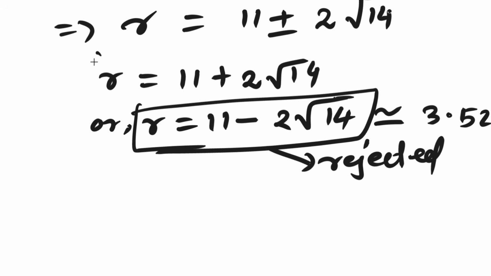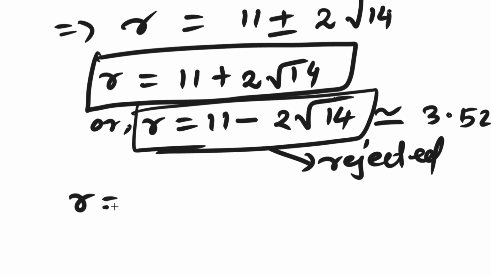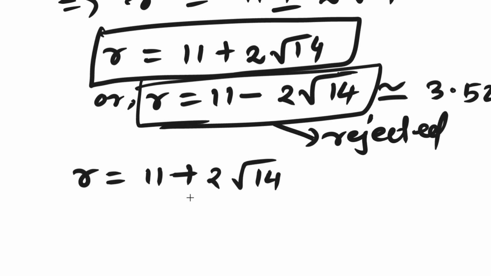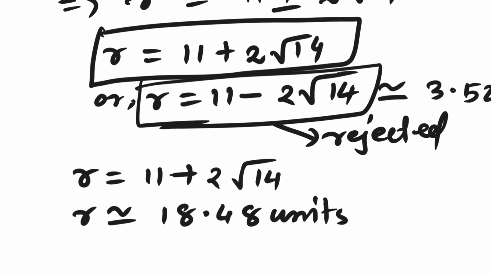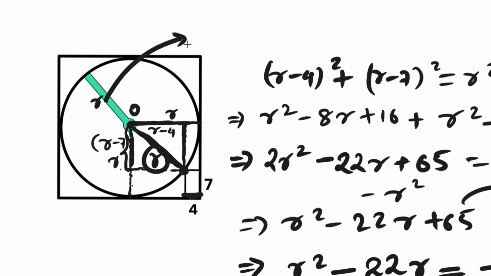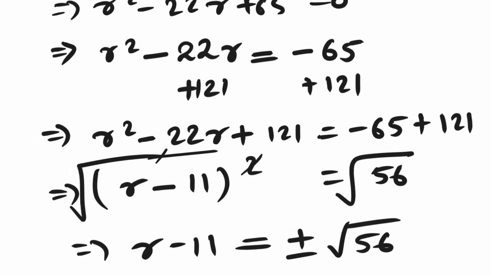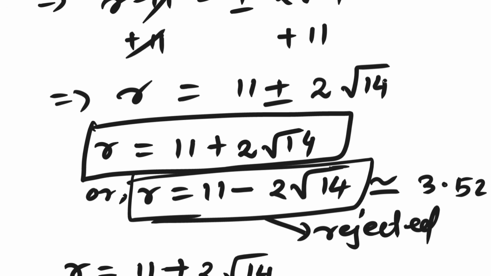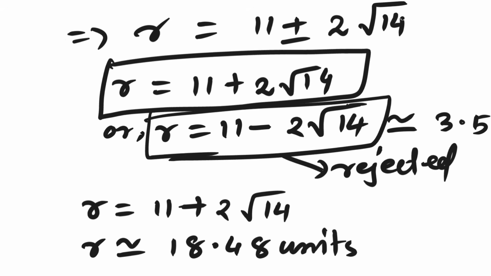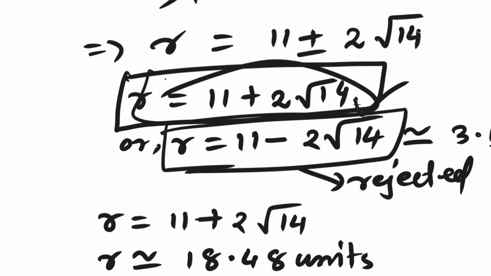That leaves us with the valid solution. R equals 11 plus 2 square root of 14. If we calculate this numerically, the radius is approximately 18.48 units. So the final answer is approximately 18.48 units. And notice the important idea here. Solving the quadratic gave us two algebraic possibilities, but the geometry itself told us which one was physically meaningful.